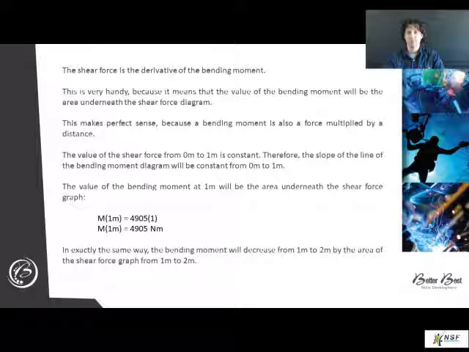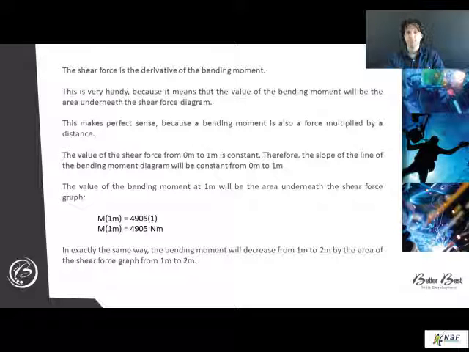The value of shear force from 0 to 1 meters is constant. Therefore, the slope of the line of the bending moment diagram will be constant from 0 to 1 meter. The value of the bending moment at 1 meter will be the area underneath the shear force diagram of 4,905 Newton meters. In exactly the same way, the bending moment will decrease from 1 meter to 2 meters by the area of the shear force diagram to a value of 0.